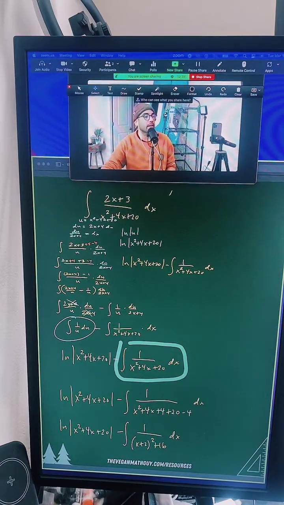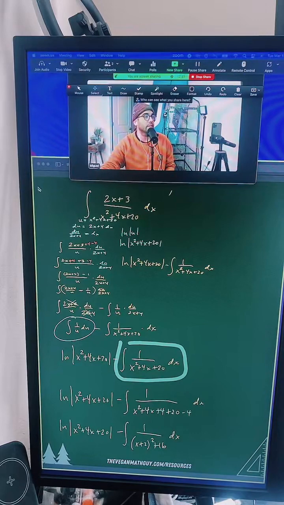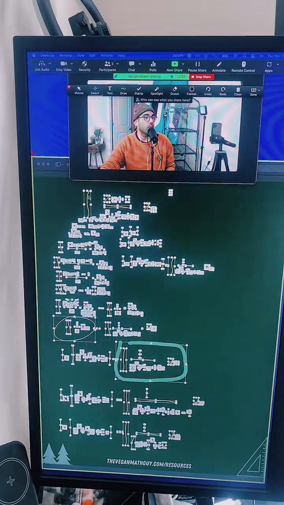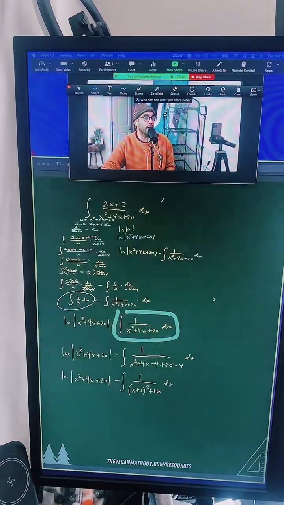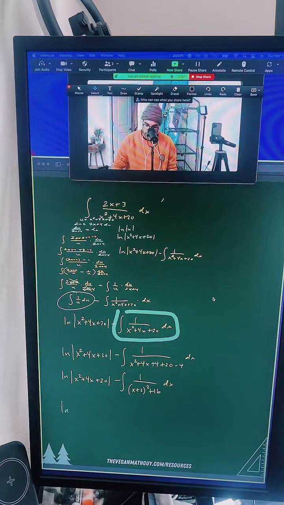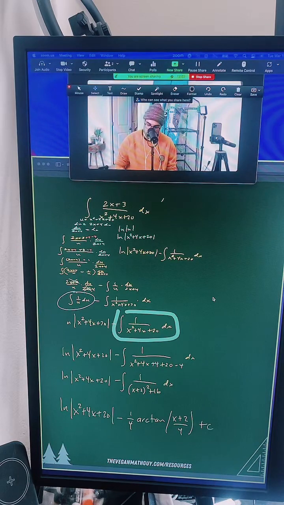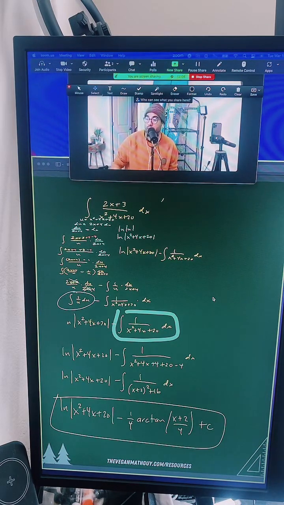So at the very end, let me just make one last space on this blackboard here, and we are going to go ahead and simplify our integral. We have natural log of x squared plus 4x plus 20 minus 1 over 4 arctan of x plus 2 over 4 plus c. That is our integral there.